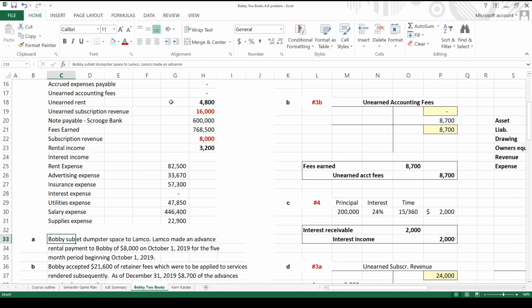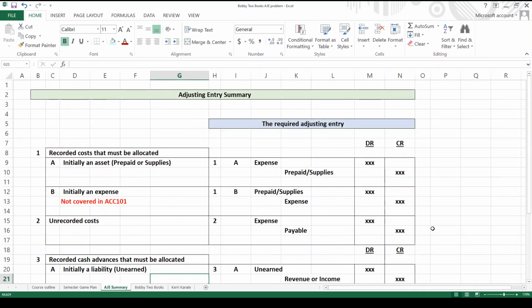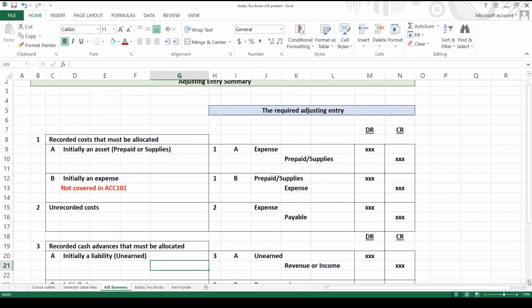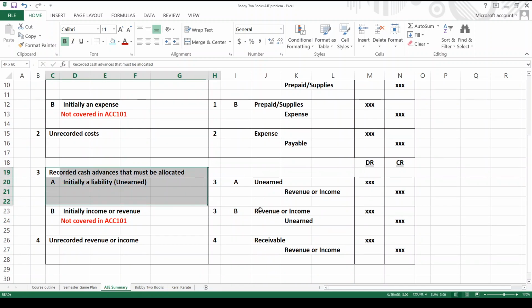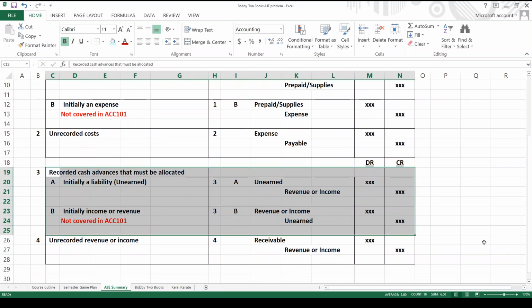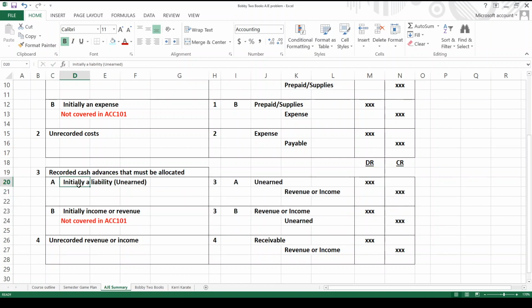Bobby sublet dumpster space to Lamco. Lamco made an advance payment to Bobby. No, Bobby got money up front. Up front of what? Earning it. Okay, this is an unearned scenario. So this is going to be one of these two possibilities. It's going to be a situation where you initially credited the unearned account when you got the cash, debit cash, credit unearned, or you initially credited the revenue account, debit cash, credit revenue.